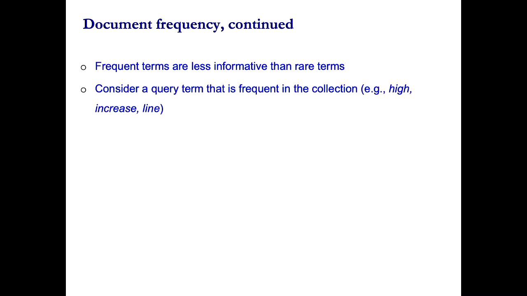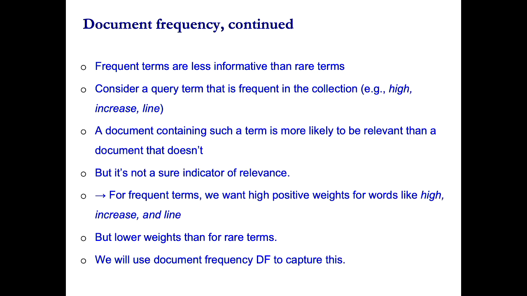A way of dealing with this is to weight infrequent words. And a query term that is frequent in the collection is likely to be relevant, but it's not a sure indicator of relevance, and you can't scale it. So for frequent terms, you want high positive weights, more than for rare terms.